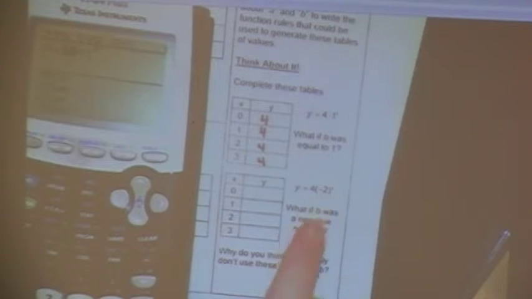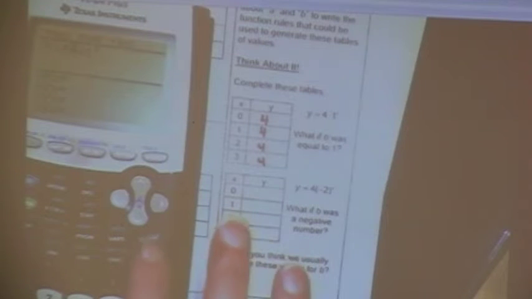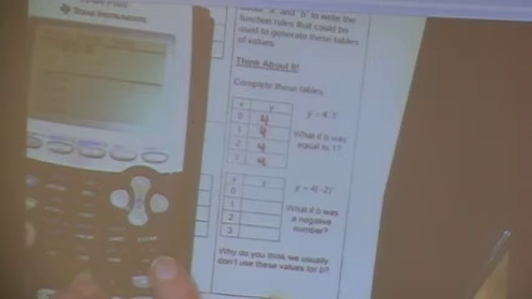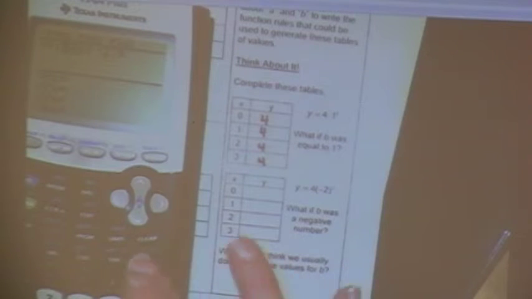So now let's try 4 to the negative 2. Now put it in parentheses, because on your calculator you have to identify negative numbers by putting them in parentheses. Now when you hit graph, if you hit graph, nothing shows up. So go to the table and look at the table.